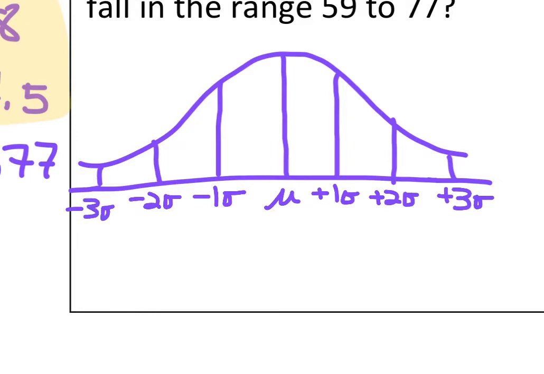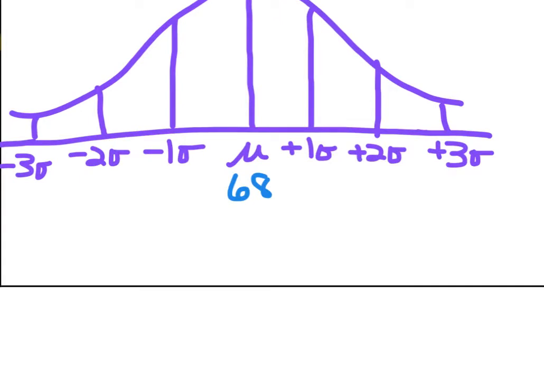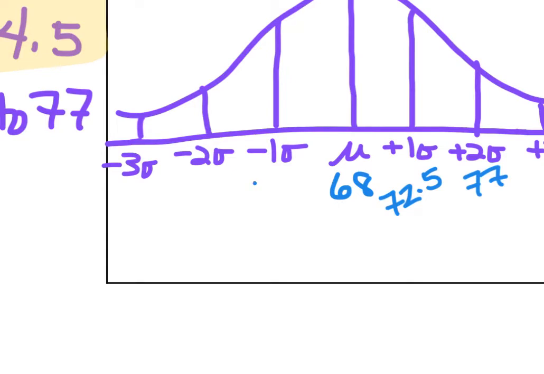And then here we know that the mean is 68 and standard deviation is 4.5. So just take your calculator and add and subtract 4.5. So for 1 standard deviation, you should get 72.5, and for plus 2 standard deviations, you should get 77. And for minus 1 standard deviation, you should get 63.5. And minus 2 standard deviations, you should get 59.